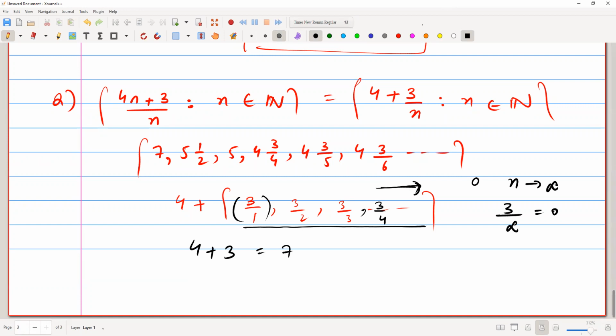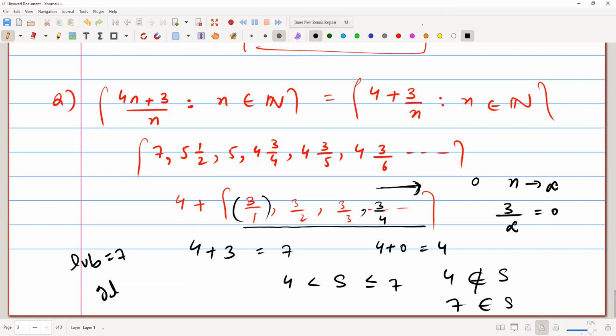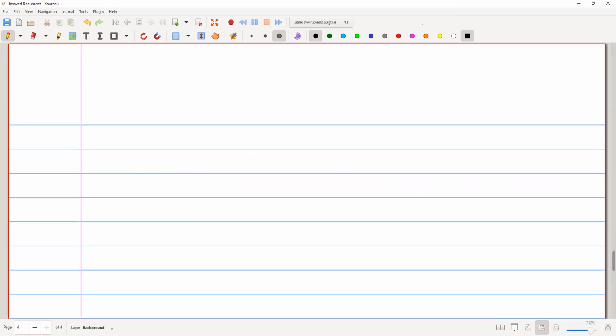So we can say that the least element is 4 plus 0 equals 4. So the set is bounded between 4 and 7, where 4 does not belong to the set and 7 belongs to the set. So the least upper bound of this set is 7, and the greatest lower bound of the set is 4. Now let's move to the next example.